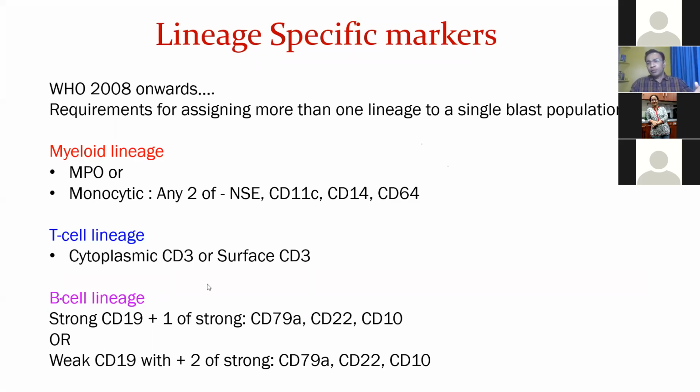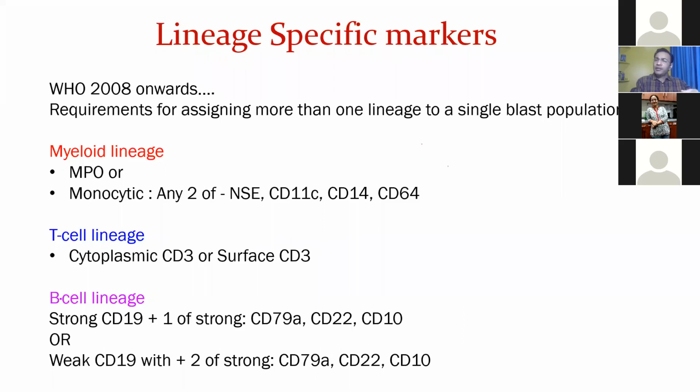For B cell lineage, there is no single marker. So we have to use a combination of multiple markers like CD19, CD79a, CD22 and CD10. When CD19 is strongly expressed, we need one more additional strong marker. So we need two strong markers. When CD19 is strong, one additional strong marker can be CD79a, CD22, or CD10.